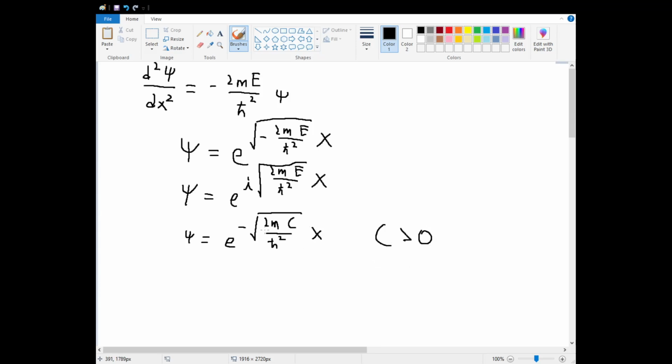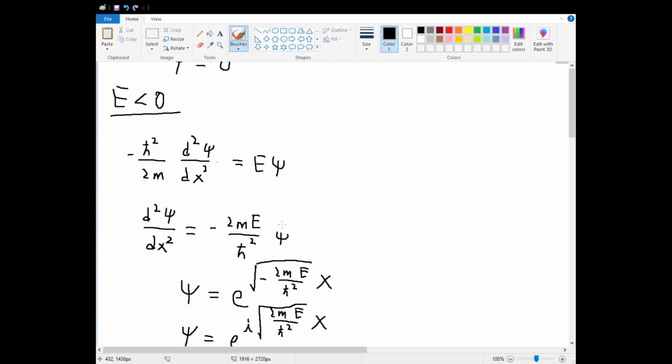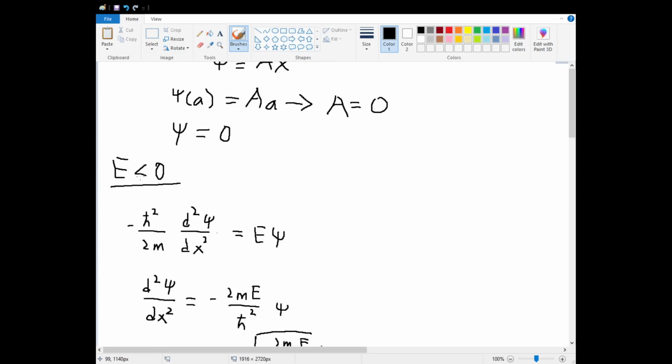And at this point, we have solved this expression, and we will once again apply our boundary conditions. So first off, we require necessarily that psi of 0 must equal 0, and instantly, hopefully you see that this is not possible, because psi of 0 is equal to e to the power of 0, which is equal to 1, which is obviously not equal to 0, so therefore this is also not valid. And because of that, we also conclude that E cannot be negative.